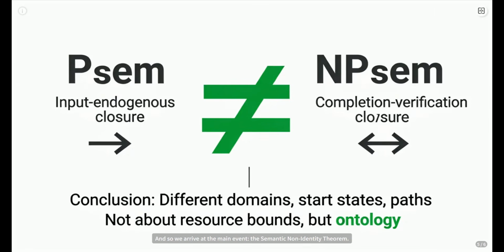And so we arrive at the main event, the semantic non-identity theorem. P_SEM, the class of problems solvable via input-endogenous closure, is not the same as NP_SEM, the class verifiable via completion-verification closure. Why? Because their starting points are different, x versus (x, w). Their domains are different, X versus R, and their generative dependencies are different. Finding a polynomial-time algorithm for SAT wouldn't make them identical, nor would proving superpolynomial lower bounds. This is about the fundamental structure of the problem-solving process itself, not just how fast it runs. It's an ontological distinction, pure and simple.